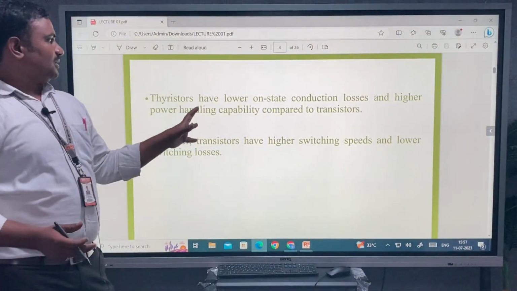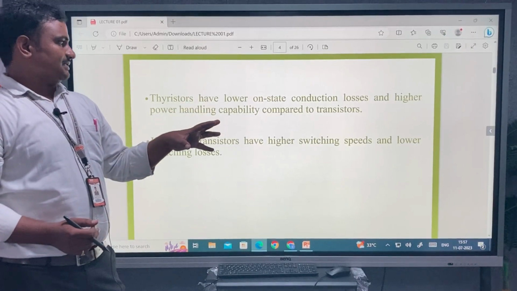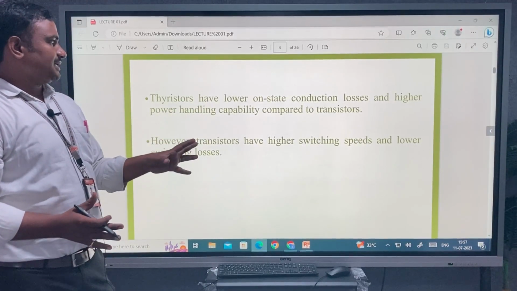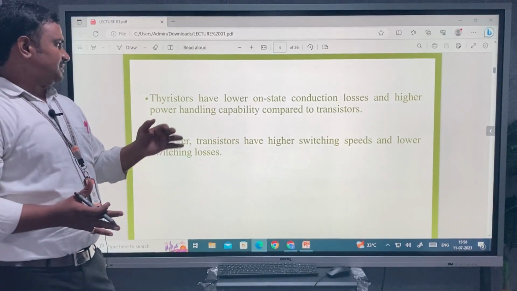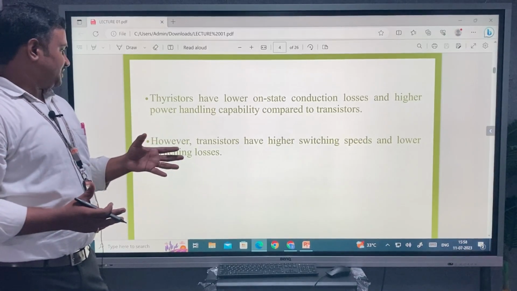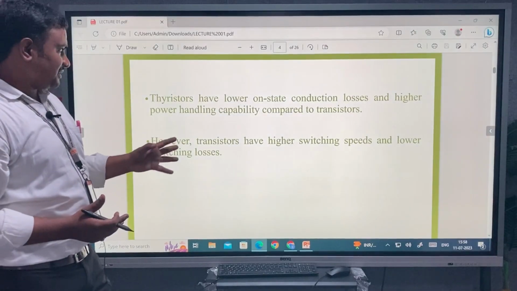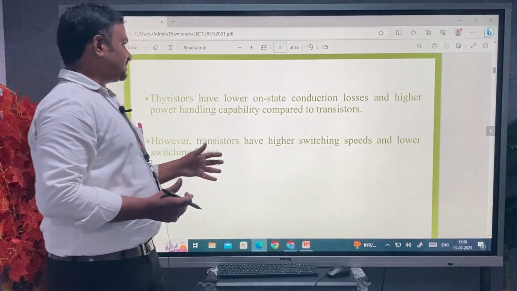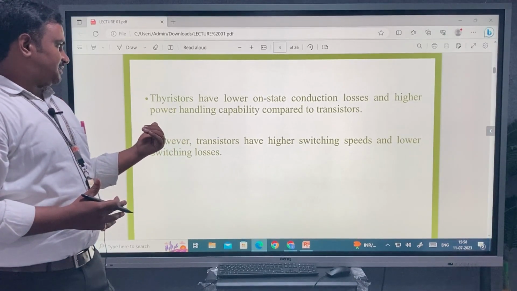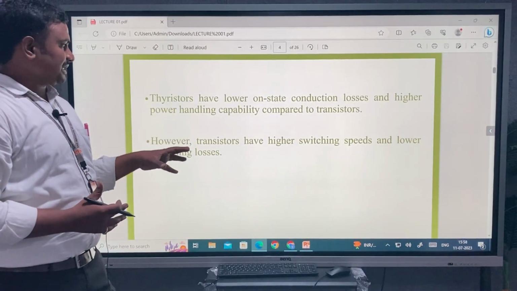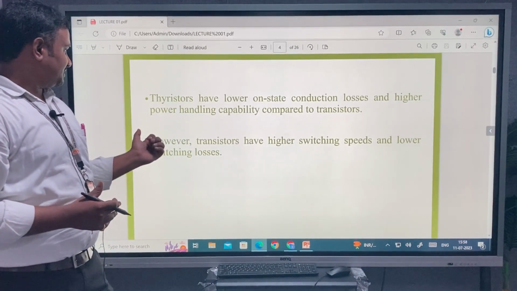Thyristors have lower on-state conduction losses and higher power handling capacity compared to transistors. Because of the controlled state available in thyristors, we can go with the thyristor concept other than MOSFET or IGBT power transistor devices. However, transistors have higher switching speed and lower switching losses. So compared to the thyristor, these power semiconductor devices have a benefit when talking about higher switching speeds and lower switching losses.